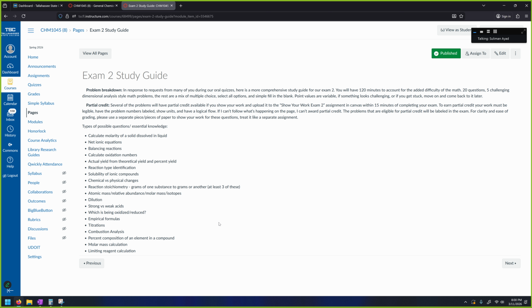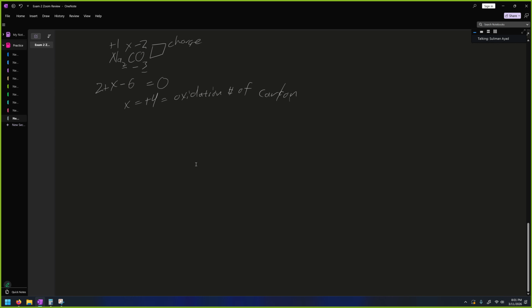What other questions might you have? Could you give an example of the type of question where you determine which is being oxidized and reduced? Yeah, sure. This type of question ties in very neatly with the classifying chemical reactions topic.